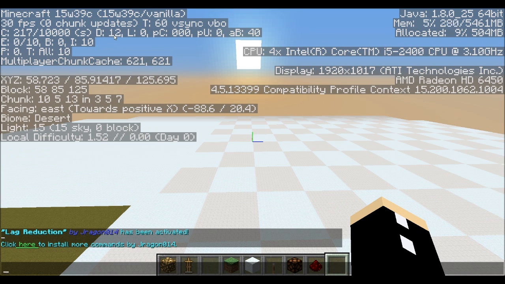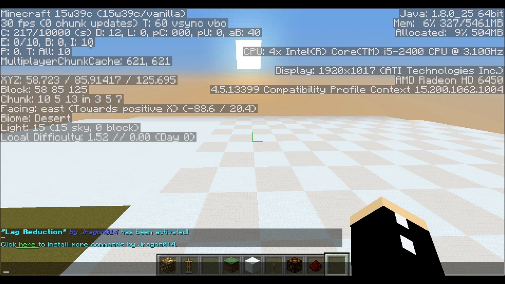D here is your render distance, so currently I have a render distance of 12, and L, P, C, P, U and A, B are very complicated, so I'm not going to go over these this episode. E, right here, is the amount of entities in your world and how many are actually being rendered. So this 0 means I am not looking at any entities, and this 10 means there are 10 entities in the world, and then B is unused at the moment. I have no idea what it does, but it's always 0.